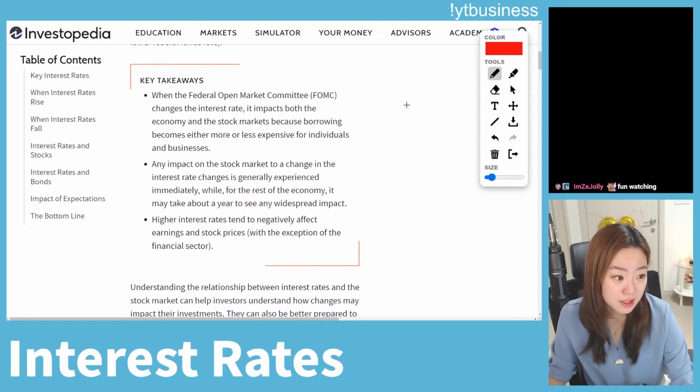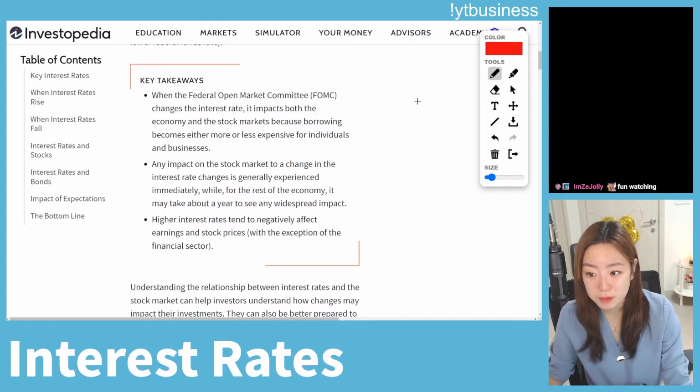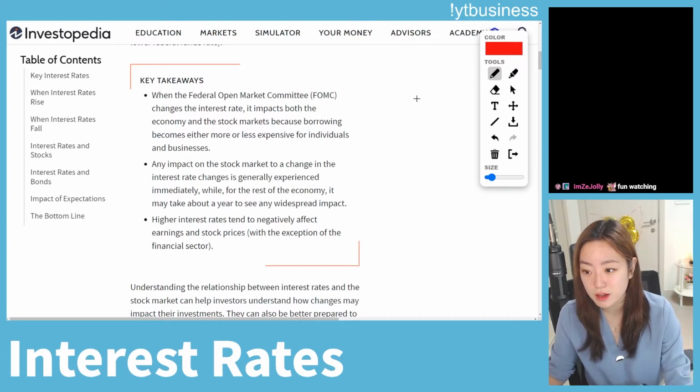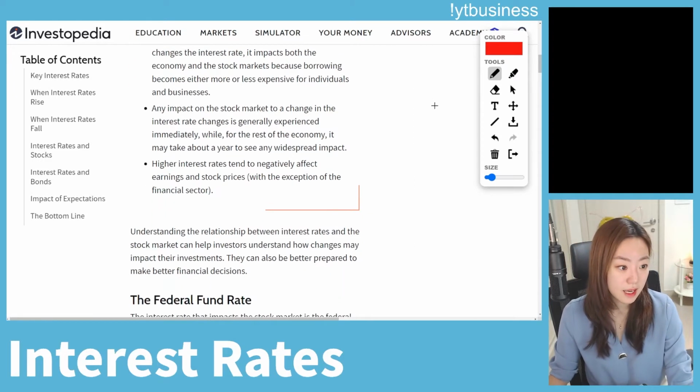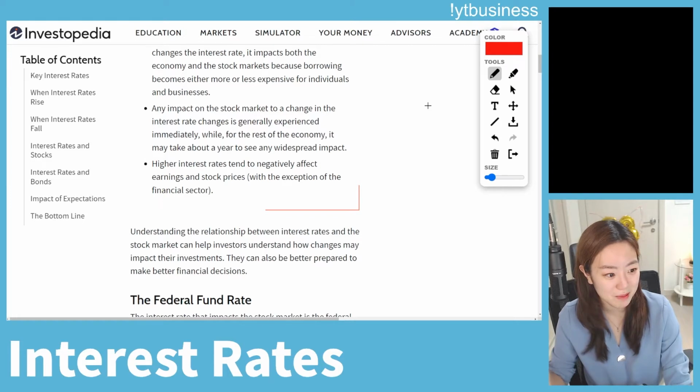Now the key takeaways. When the Federal Open Market Committee changes the interest rate, it impacts both the economy and the stock markets because borrowing becomes either more or less expensive for individuals and businesses. Any impact on the stock market from a change in interest rates is generally experienced immediately, while for the rest of the economy, it may take about a year to see any widespread impact.